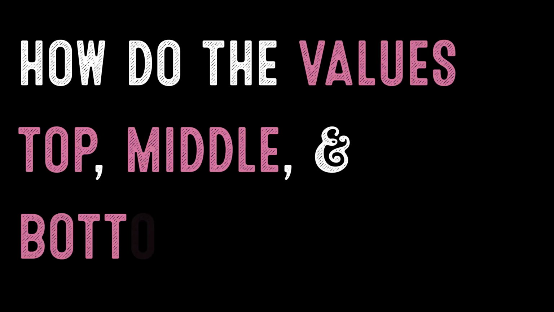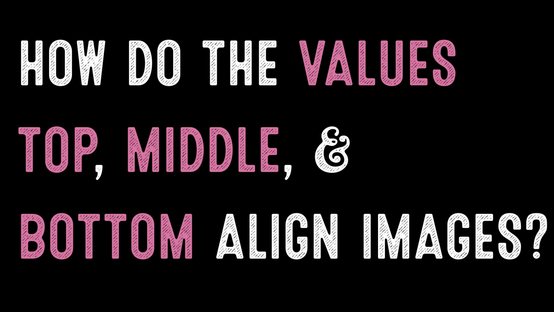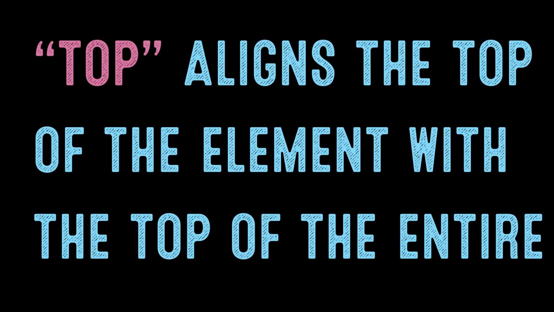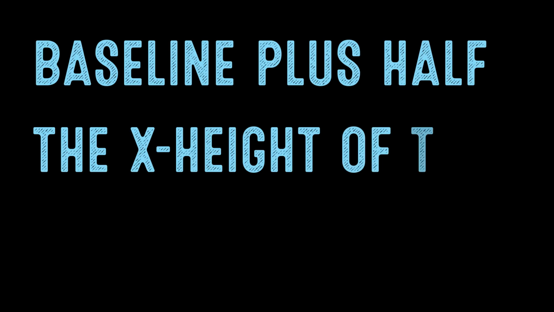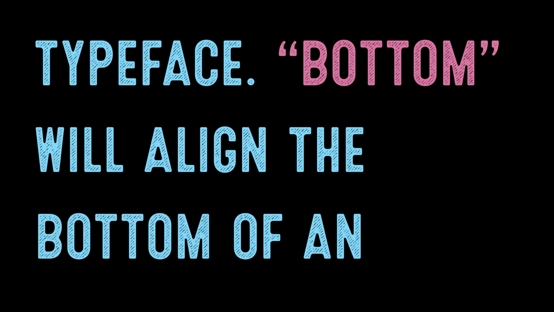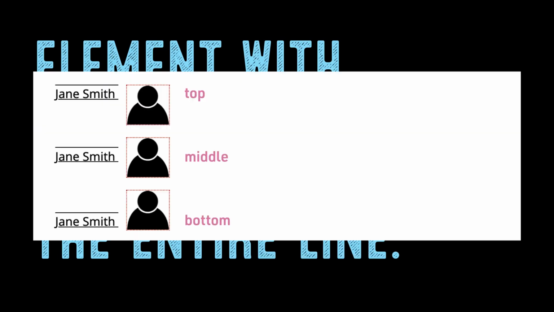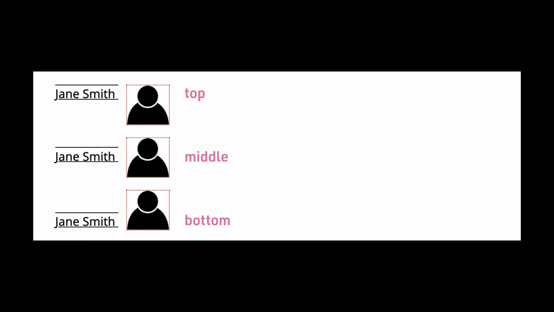How do the values top, middle, and bottom align images? Top will align the top of an element with the top of the entire line. Middle will align the middle of an element with the baseline plus half the x height of the parent element's typeface. Bottom will align the bottom of an element with the bottom of the entire line. We look at top, middle, and bottom.